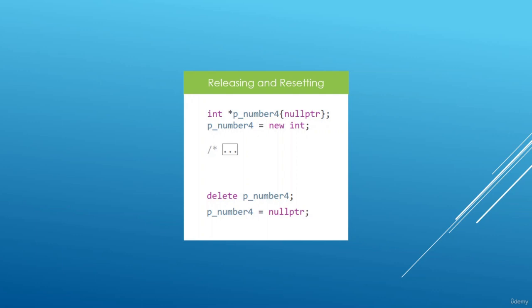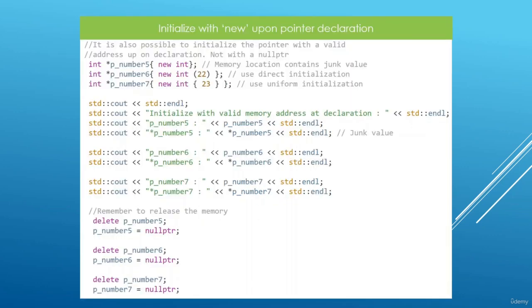Don't do that. So whenever you release memory, also reset it to nullptr to play it safe. We can also initialize our pointers with dynamic memory when we declare them, and this is how you can do it. We say p_number_5 and we initialize it with new int. This is going to give us a new piece of memory on the heap, and it is going to be pointed to by p_number_5.